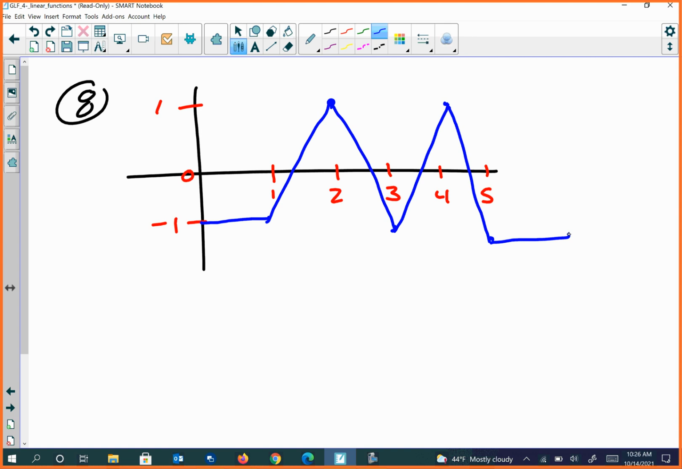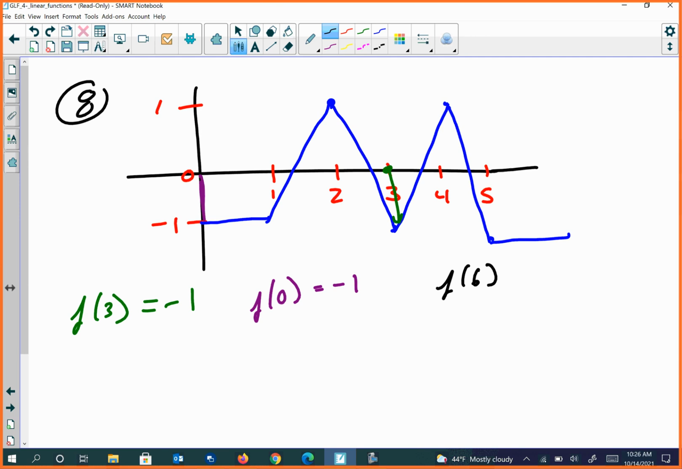Okay. So if I were to find f at 3, you go right here and you go straight down, and it looks like it gets to -1. F at 0, I go right here, come straight down here, so it looks like -1. And then f at 6, 6 would have been over here. So come straight down, that happens at -1. So that's what I would have done on that.